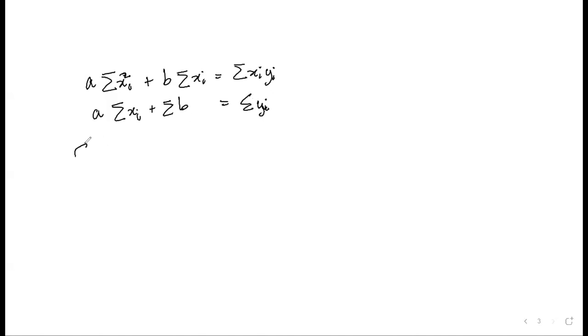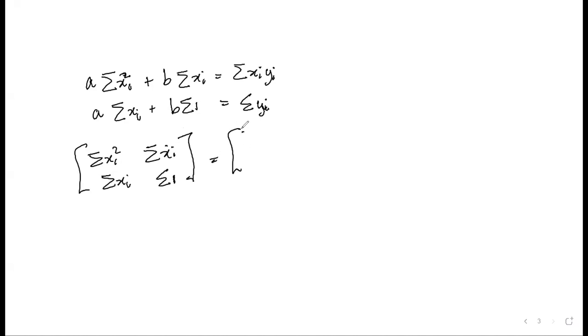So if we write this as a matrix, the sum of xi squared, the sum of xi, the sum of xi, let me rewrite this up here. Not the sum of b, but b times the sum of 1, is equal to, well, oh yeah, because I was going to say xi to the 0 power, but that's 1, right.